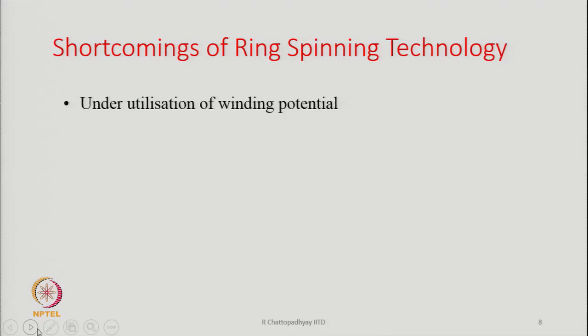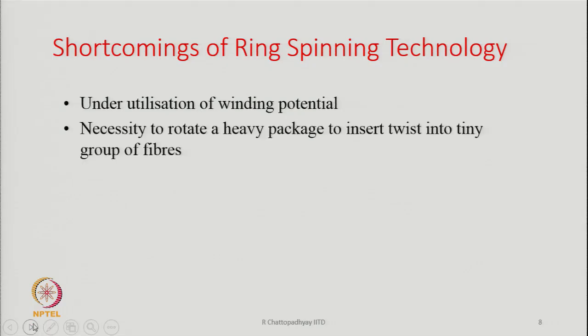Now, shortcomings of ring spinning technology that we need to know. What are the shortcomings? The first one is underutilization of winding potential. What does it mean? We will discuss them in detail. Second is necessity to rotate a heavy package to insert twist into a tiny group of fibers.